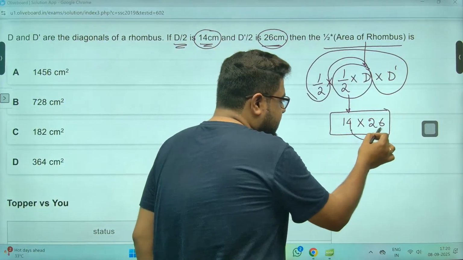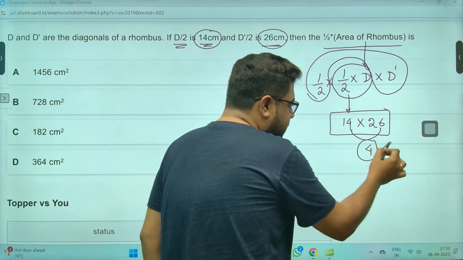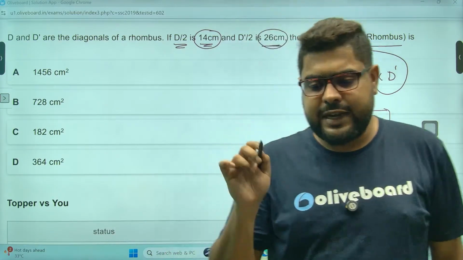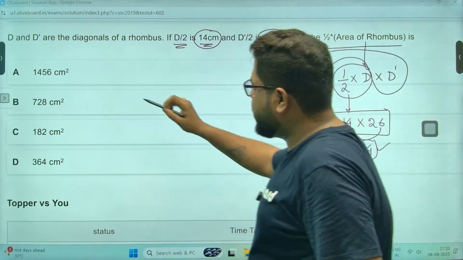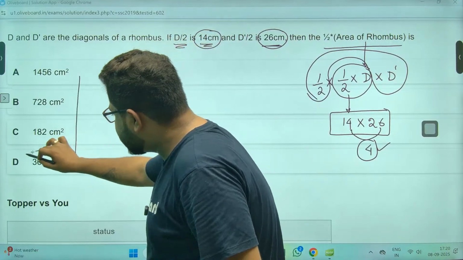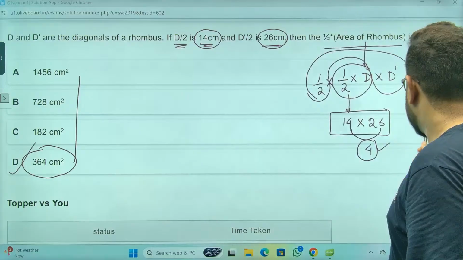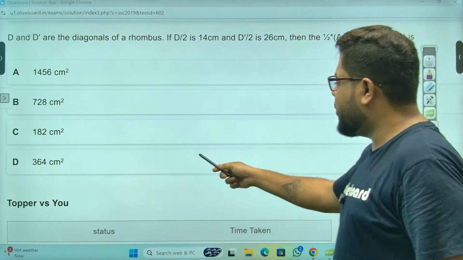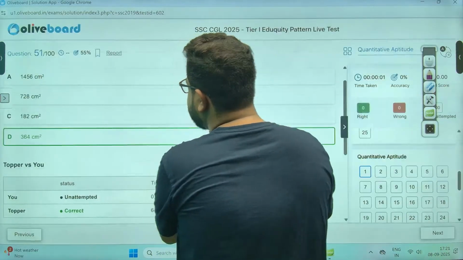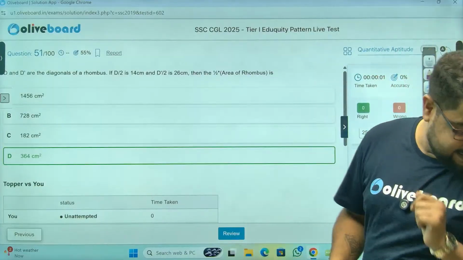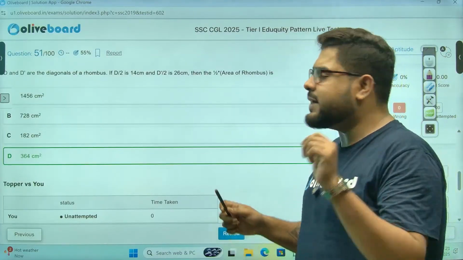6 into 4, my answer will end in 4, right? 6 fours are 24, so the unit digit is 4. Look for the option that is ending in 4. That is option D, that's my answer. The first question was very simple. Option D, 364 is the answer. I hope this is clear.